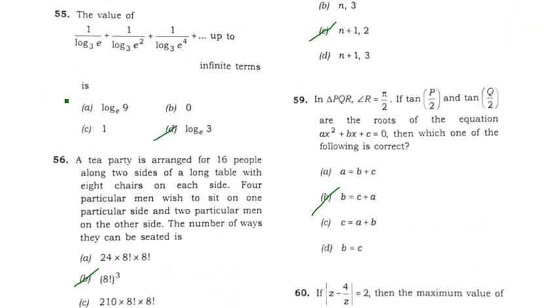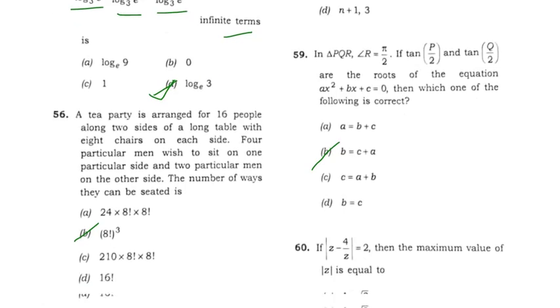Next question is the value of 1 upon log e to the base 3 plus 1 upon log e square to the base 3 plus 1 upon log e power 4 to the base 3 plus dash up to infinite terms. So what will be the value? Log 3 to the base e. Okay, this is a very interesting question.